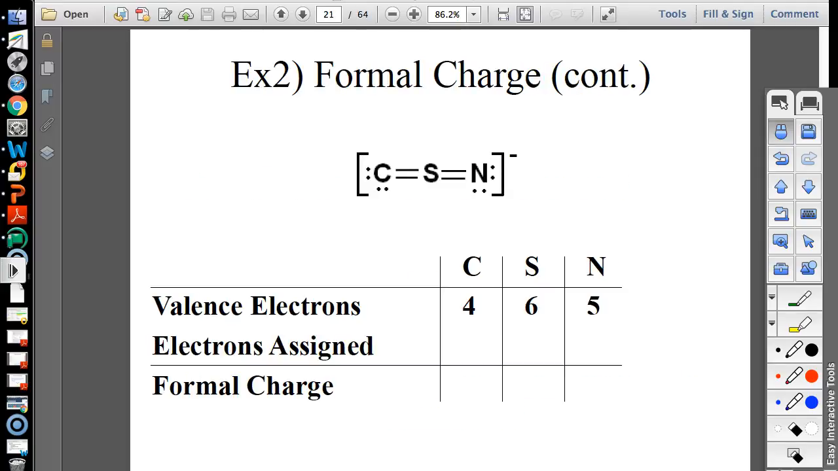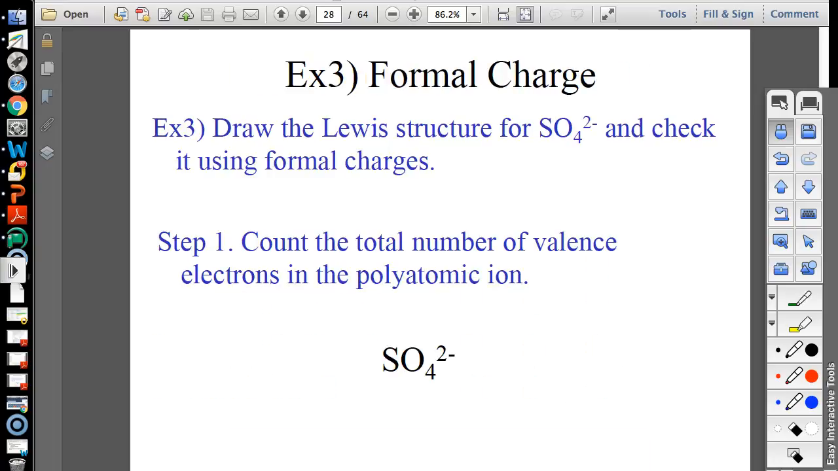All right, moving on. So they're doing the math. Math is fun. Okay, so here is: draw the Lewis structure for sulfate and then check it using formal charges.